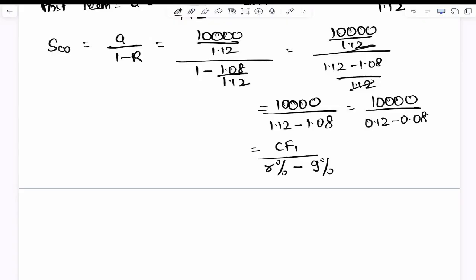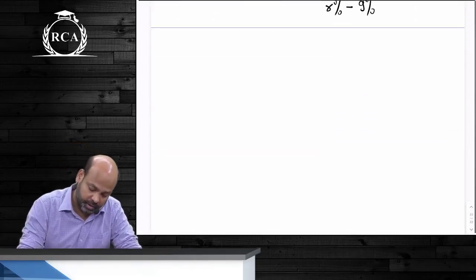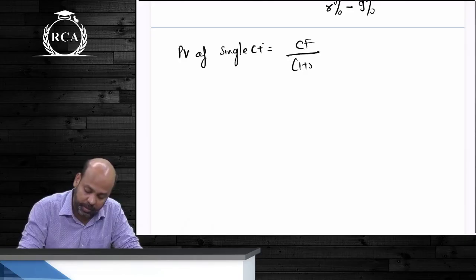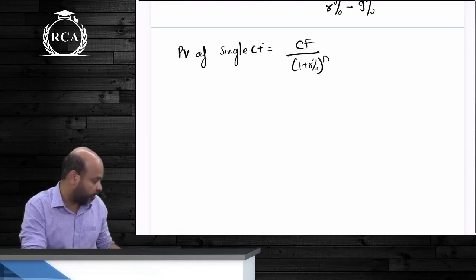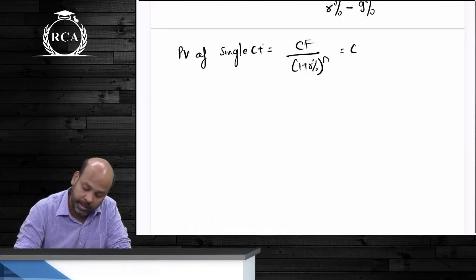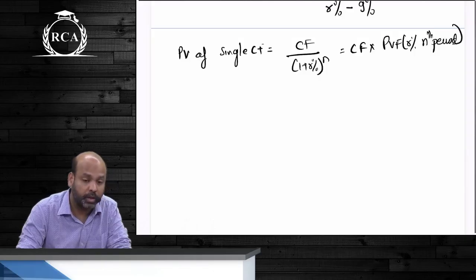Are we all clear about this, guys? Now beta, what did we learn so far is, एक second सुन लो. Present value, guys, of a single cash flow. You will write whatever is the cash flow divided by 1 plus r% whole power n. हाँ ना? Or that can be written as cash flow multiplied by present value factor at r% for the nth year, nth period. ठीक है?